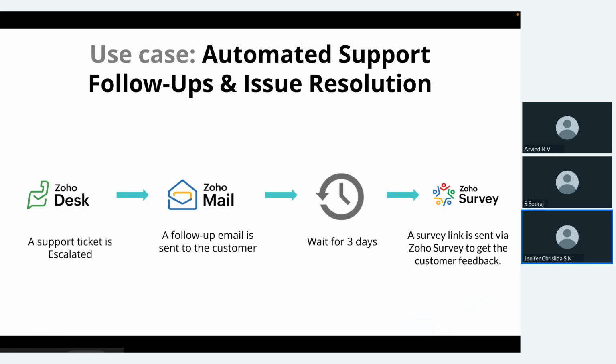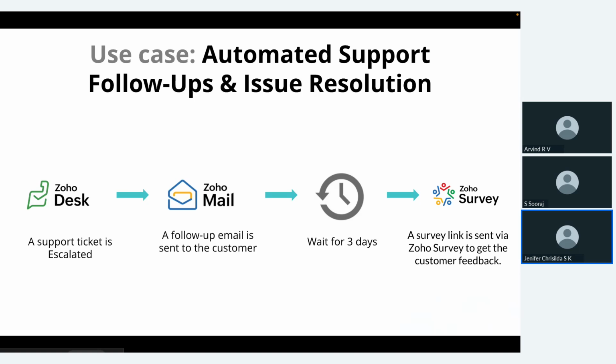So when a support ticket is escalated, that would be our trigger here, Zoho Desk, and we can send an email to the customer, like a follow-up email saying that the ticket has escalated and our senior team members are looking into it. And mostly when a support ticket is escalated, we tend to handle them as soon as possible. So we wait for 3 days and be sure that the ticket will be handled within 3 days itself, and then send a survey link through Zoho Survey or any other survey apps to get the customer feedback.